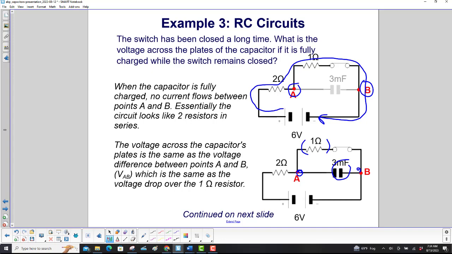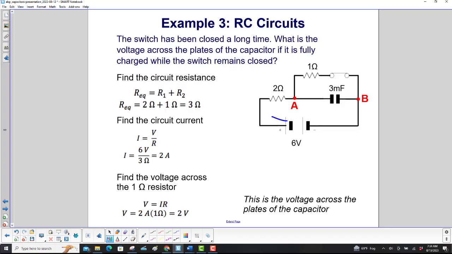Continued on next slide. So our circuit resistance now, and here's the path of the current, right, bypasses a fully charged capacitor, is just R1 plus R2. The resistors are in series, so we get 3 ohms for that. Then the current will be the voltage of your battery divided by the net resistance. So that's 6 volts divided by 3 ohms, and we get 2 amps. That's not what we're looking for, though. We're looking for the voltage across the 1 ohm resistor. So we use V equals IR. We get 2 amps times 1 ohm, and we get 2 volts. That is also the voltage across the plates of the capacitor.